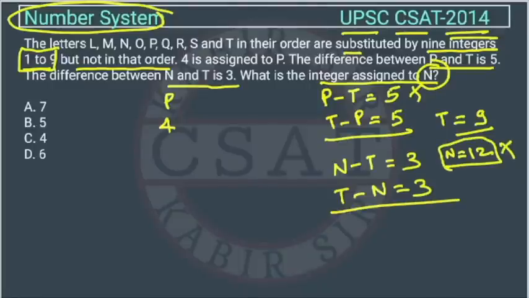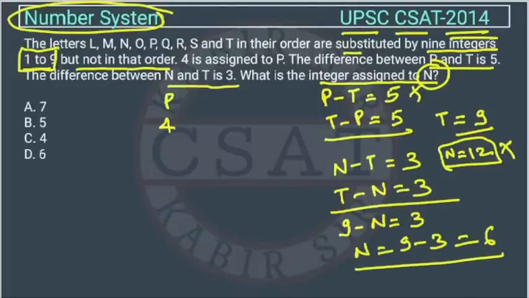So we will apply the value of T here: 9 minus N equal to 3. So this will become N equal to 9 minus 3. So this will be 6. So what integer is assigned to N? 6. So the answer will be option D. Okay.